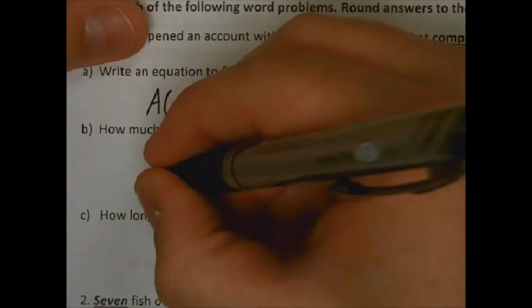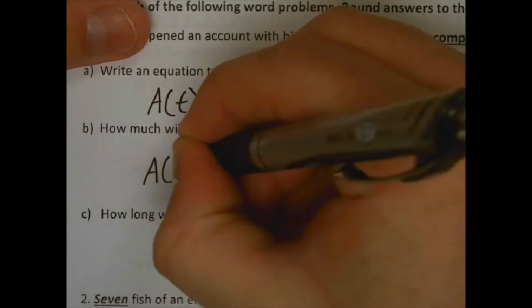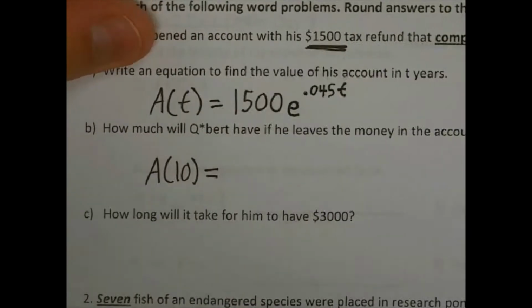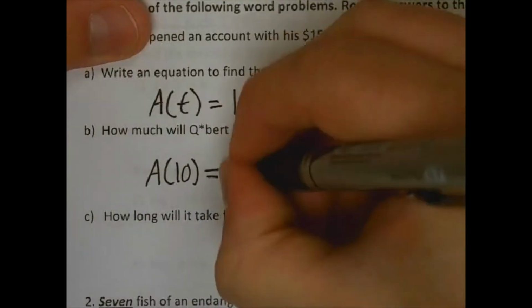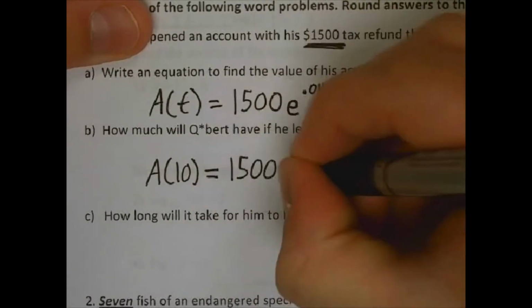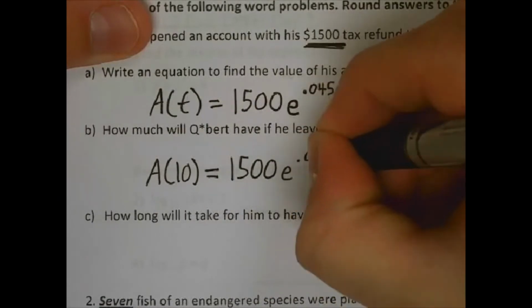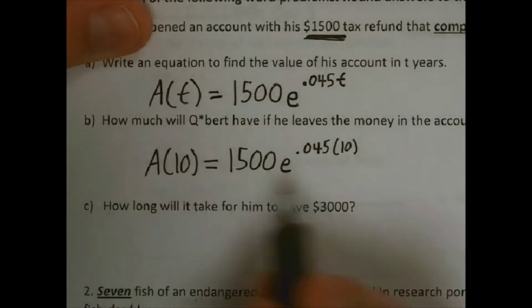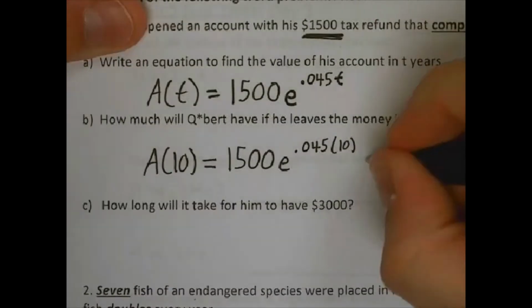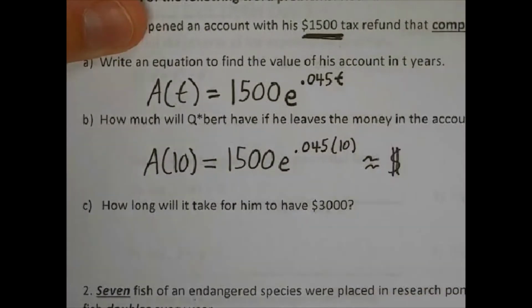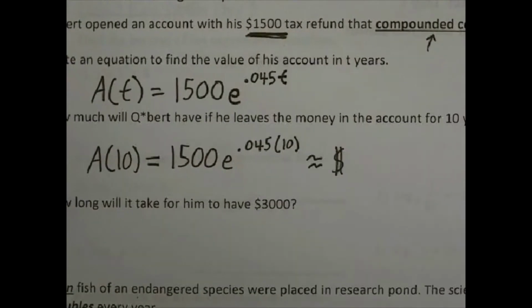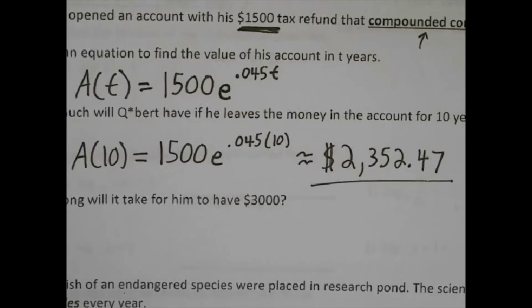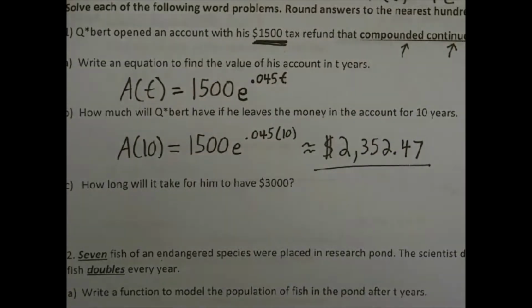So my goal now is to say, okay, A of T, after 10 years, I'm going to input 10 in for T. Okay? Now, when we calculate this, we will get an approximate answer in dollars that is compounded continuously. We have $2,352.47.